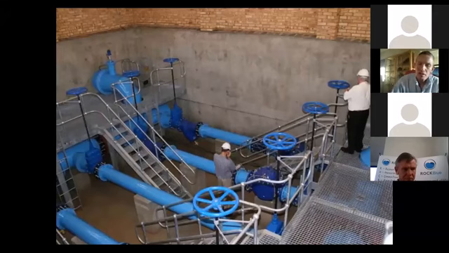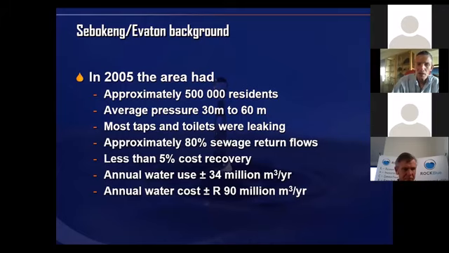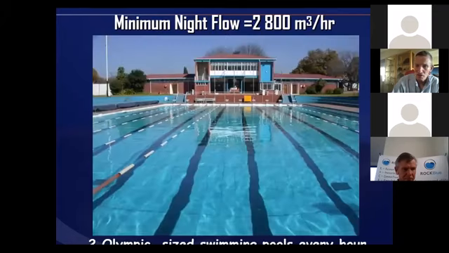This is the one that we did as a performance-based contract where we paid for it with our own money and we operated it and maintained it for 5 years. The client paid from the savings, roughly 15% of whatever was saved over a 5-year period, and that paid for the installation. It was one of the bigger ones. Again, 500,000 people. Average pressures were about 30 to 60 meters. It had a night flow originally of 2,800 cubes an hour. That's the night flow. That's basically your leakage.